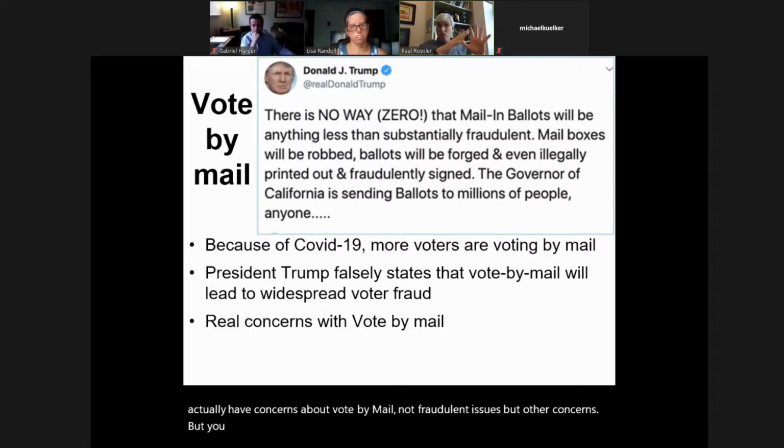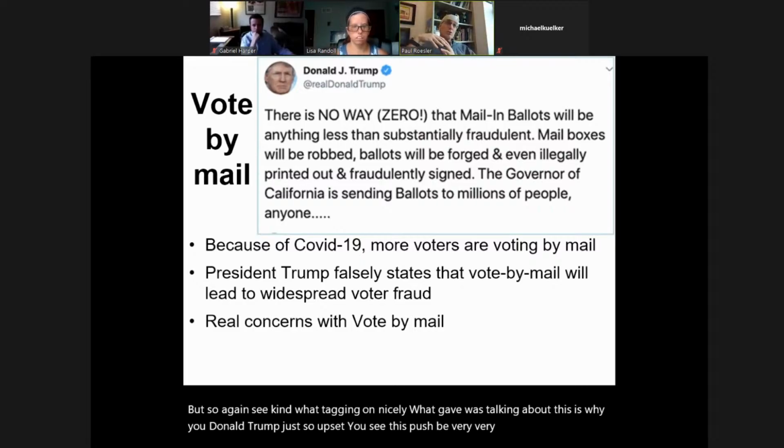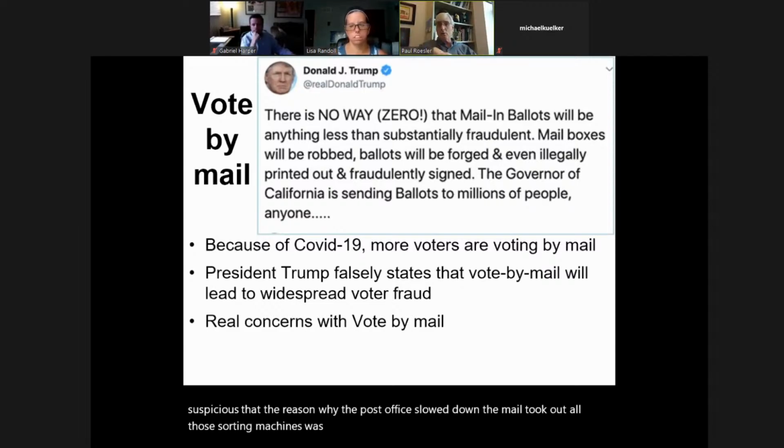So again, you see this tagging on nicely with what Gabe was talking about. This is why you see Donald Trump just so upset. You see this push, be very, very afraid. A lot of Democrats are suspicious that the reason why the post office slowed down the mail, took out all those sorting machines, was a way to make it difficult to vote by mail.